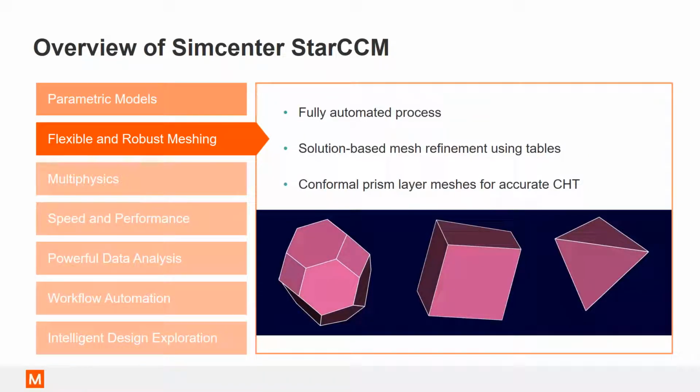So one of the key highlights of CCM Plus is its flexible and robust meshing. Now, this is very much required to cope with the automatic design changes done in design space exploration. So when the CAD is changed, the mesh needs to adapt automatically. Now, this is realized in SimCenter CCM through the fully automated meshing process.